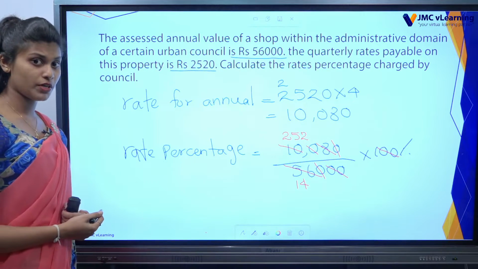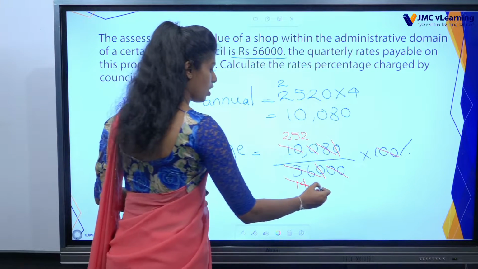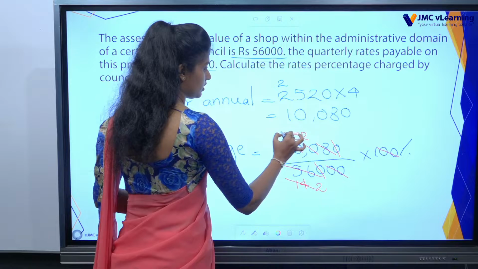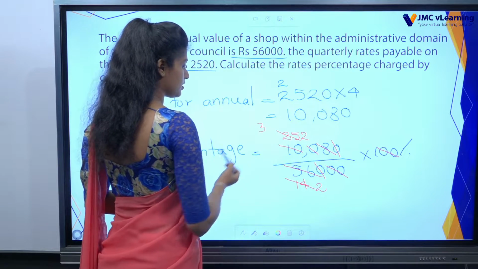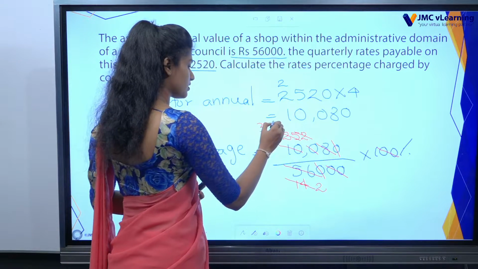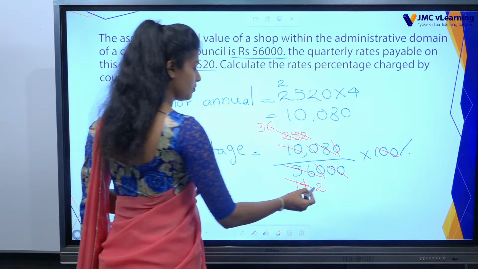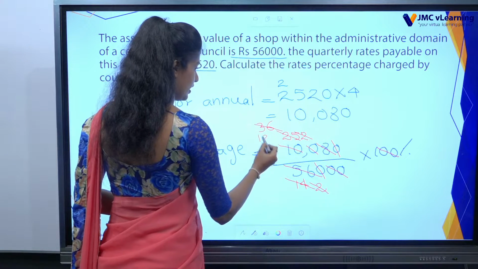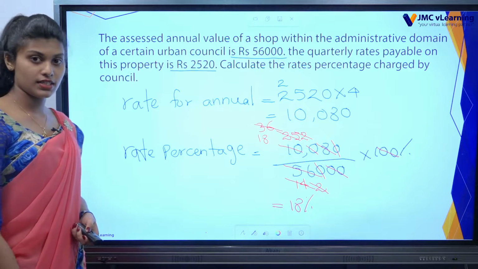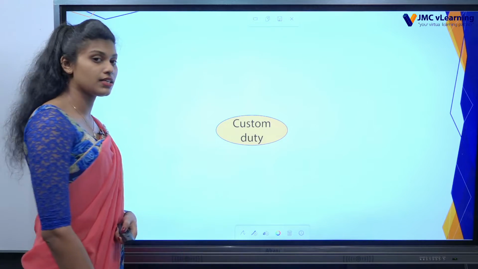Then again, using which number can you divide both? We can use 7. Let's divide by 7. How many 7s in 14? There are 2 7s. Then this one, divide by 7. Then 3, 7 into 3, 21. Left 4, 42. How many 7s? 6. Then both denominator and numerator we can divide by 2. Then here 18. The answer is 18%. Then how much is the rate percentage? It is 18%.